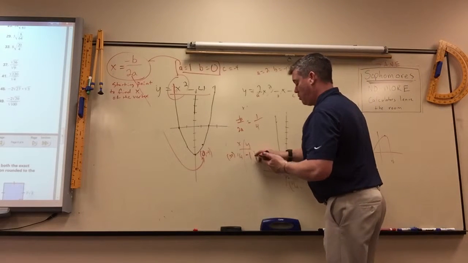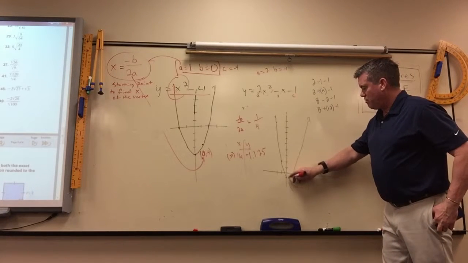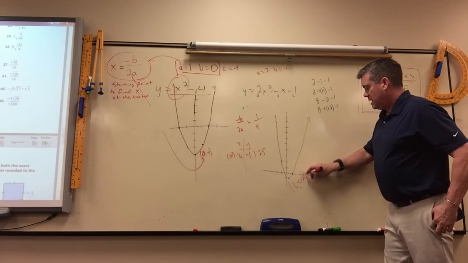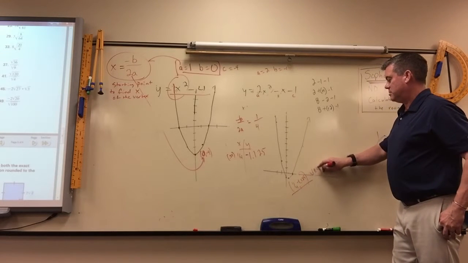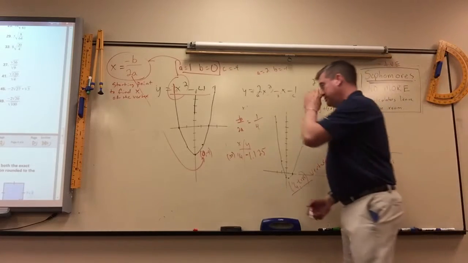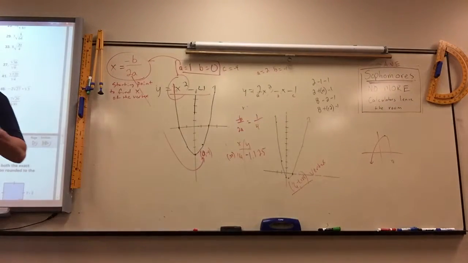Negative 1.125. So that means at a 1/4 over and a little over 1 down is the vertex. Okay? Now, this third part is so easy, it's sometimes hard.